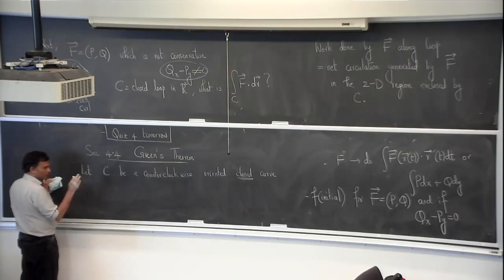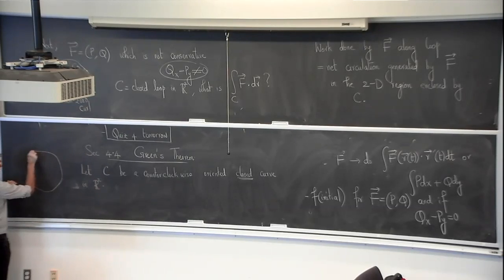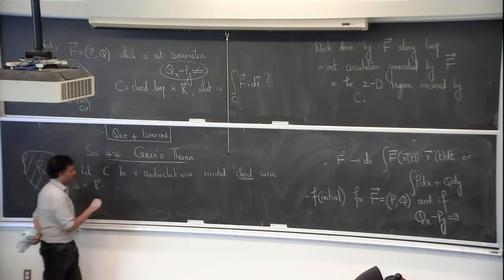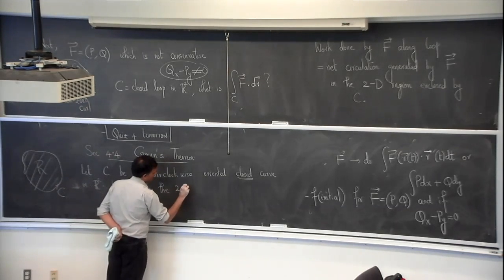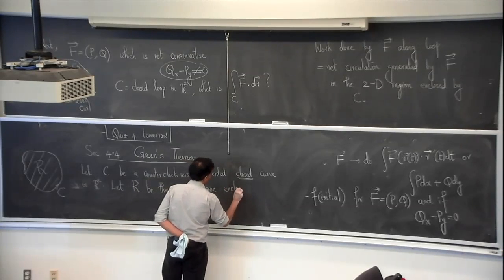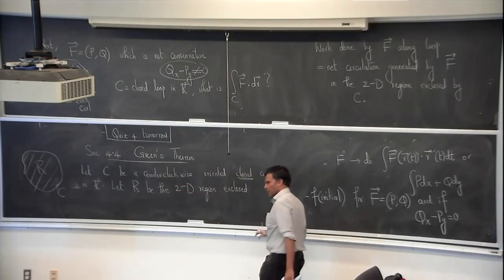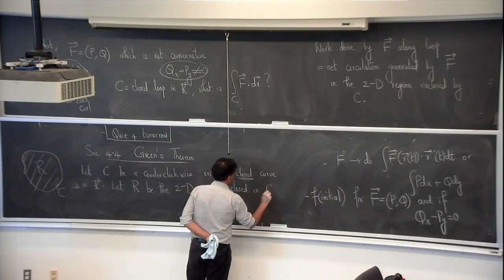So let C be a counterclockwise oriented closed curve in R2. That is what you mean by something like this. So for our calculation purposes, it could be a circle or a triangle or a rectangle. And let capital R be the two-dimensional region which is enclosed in the closed loop. It's not a secret that any closed loop will have some kind of a surface trapped inside it. Enclosed inside C.